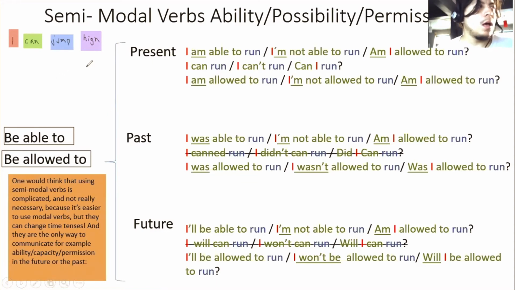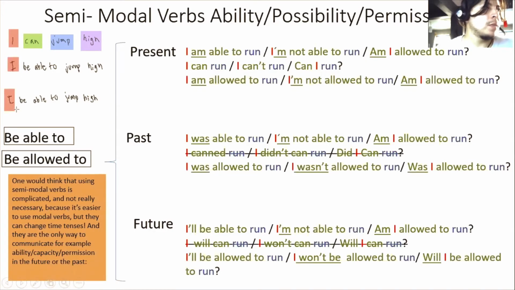How do I use semi-modal verbs? Semi-modal verbs are very similar because you're going to say, I be able to jump high, or I be able to jump high. So again, in these cases, you have your subject, because this is an affirmative statement. Then you have your auxiliary. You don't have an auxiliary, but you have the semi-modal verb be able to. Sorry, I made a mistake. I repeated the same one.